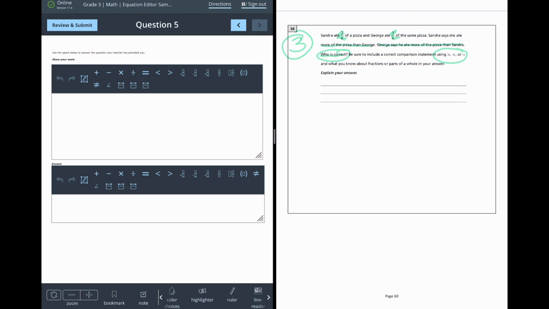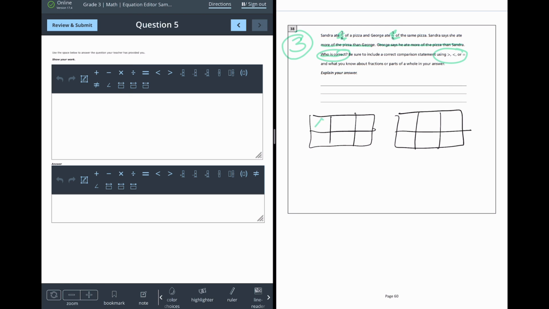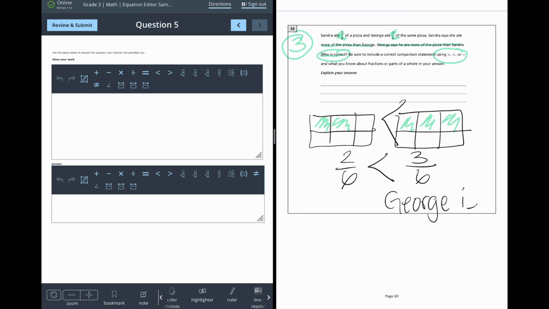All right, so which is bigger? I'm just going to draw them as if they're the same. Here's 6 pieces. Here's 6 pieces. Sandra had 2. George had 3. This is much bigger than that one. So 2/6 is less than 3/6. So there's my answer. George is correct. All right, so I have a lot of stuff to put in here. So here's my answer.